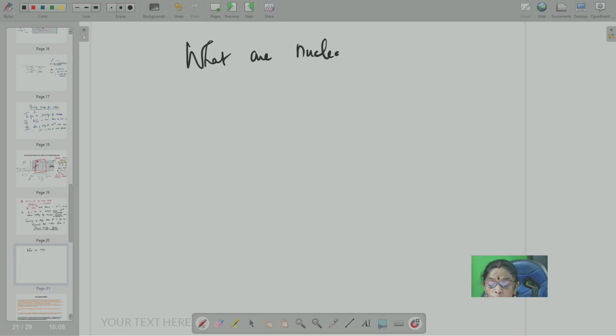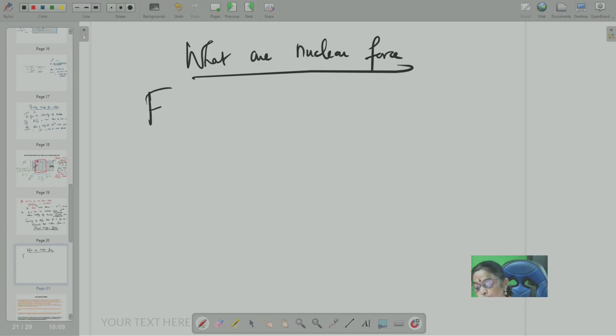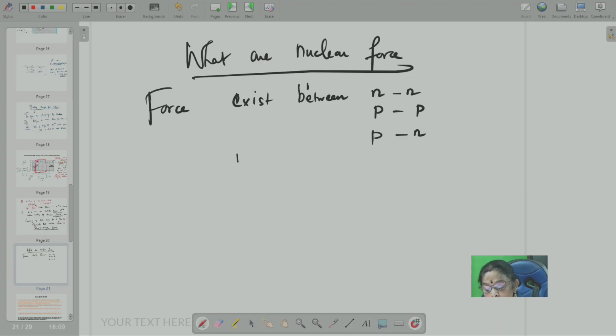You must know what nuclear forces are. Nuclear force is nothing but the force which binds the nucleons together. This force exists between neutron and neutron, proton and proton, and proton and neutron, and it binds the nucleons together tightly inside the nucleus.